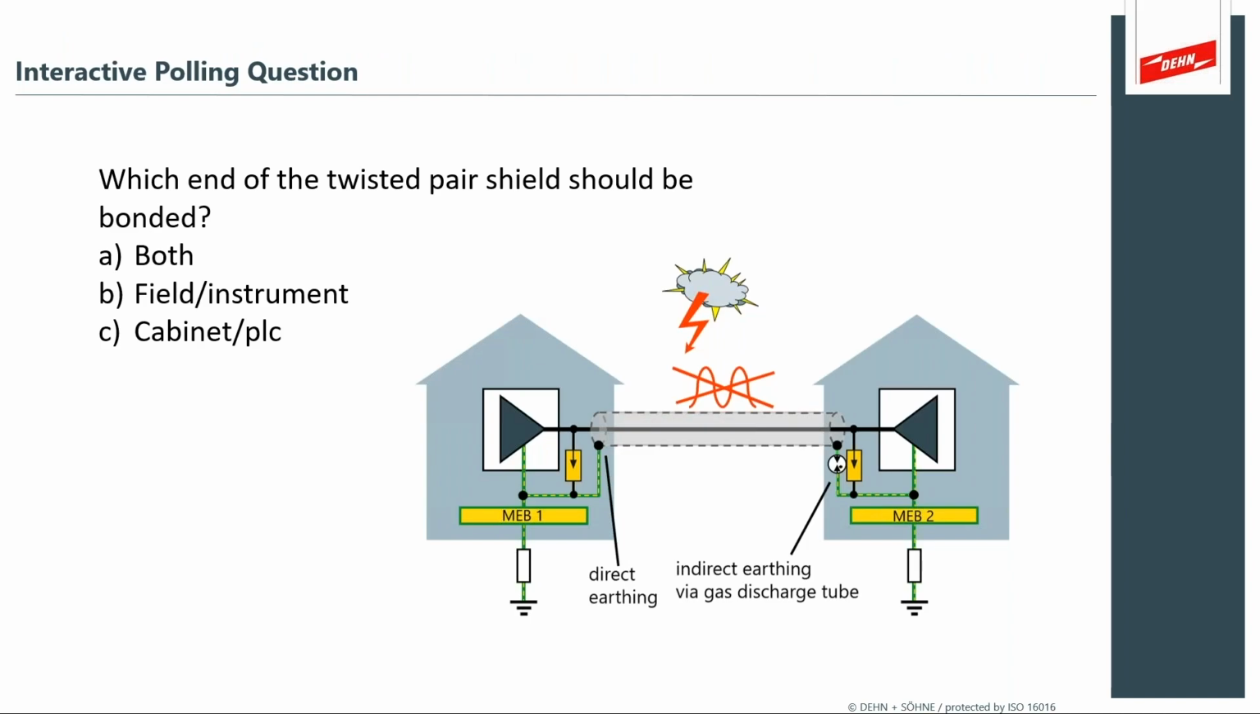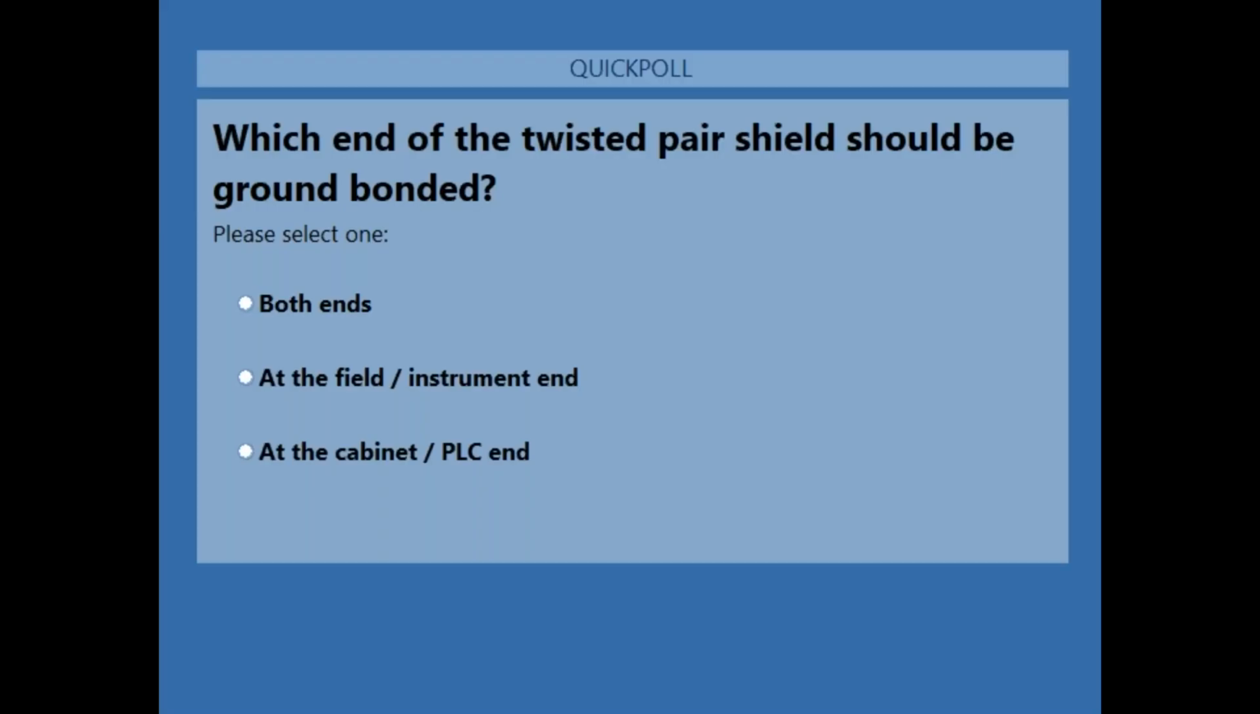So I've got another polling question, and I've got the question started. You might have seen a glimpse, so that was a teaser for you folks. I've got more to talk about here. This is a really common question, and I'd actually like to get the experts of the audience to help us understand what they understand and what they employ in their facilities. What's the best way to terminate your shield? Which end of the twisted pair should be bonded?